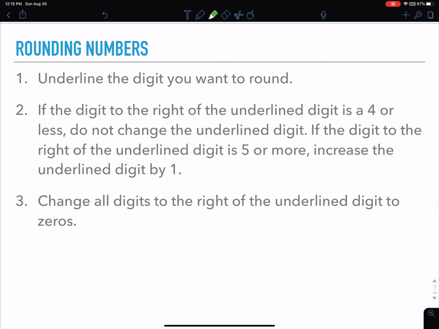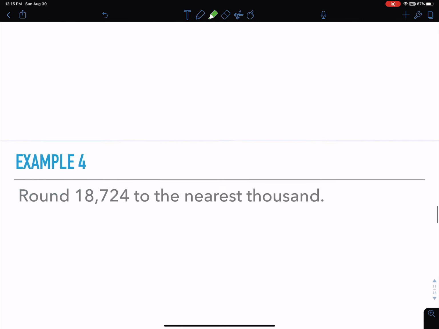Okay, rounding numbers. You're going to underline the digit you want to round. If the digit to the right of the underlined digit is a 4 or less, don't change the underlined digit. If the digit to the right of the underlined digit is a 5 or more, increase the underlined digit by 1. Change all digits to the right of the underlined digit to zeros.